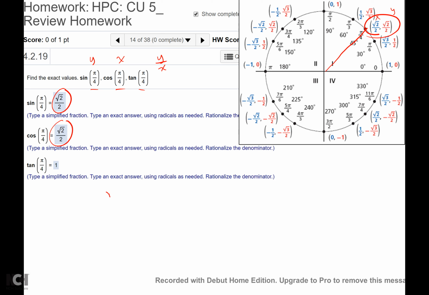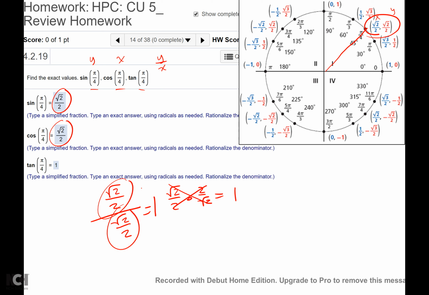Tangent is y over x, which is the square root of 2 over 2, divided by the square root of 2 over 2. This is division. You can do the math if you want to. Keep, change, flip. Everything cancels, which is 1. Or you can say anything divided by itself is 1.